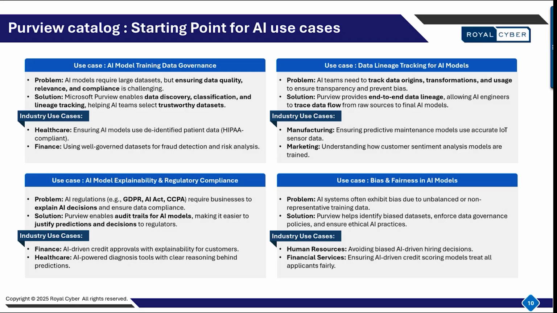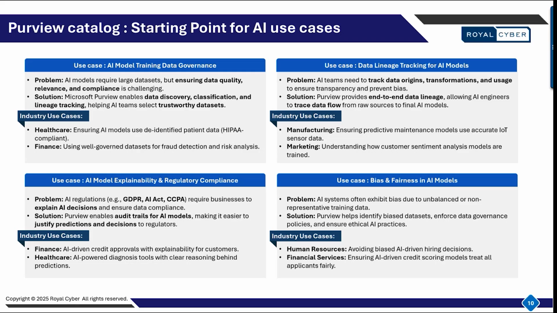well-documented data sets. Just to give you an example, in healthcare, AI models must use de-identified patients' data to comply with HIPAA regulations, while in finance, AI-driven fraud detection models rely on well-governed data sets for accuracy. Another key aspect is data lineage tracking. AI teams need to understand where data comes from, how it's transformed, and how it impacts the final model. So it's a very good use case for a catalog.